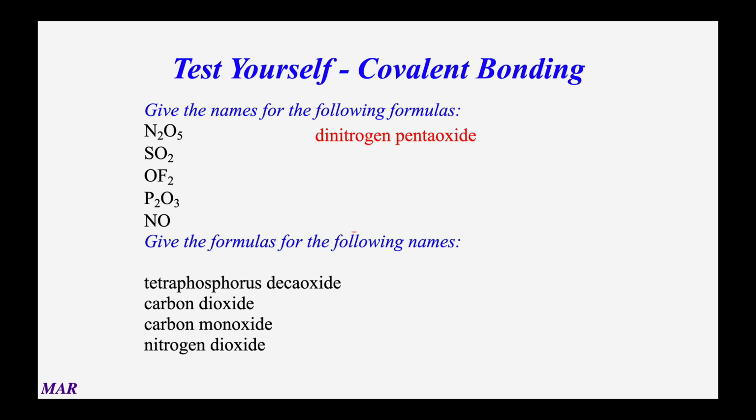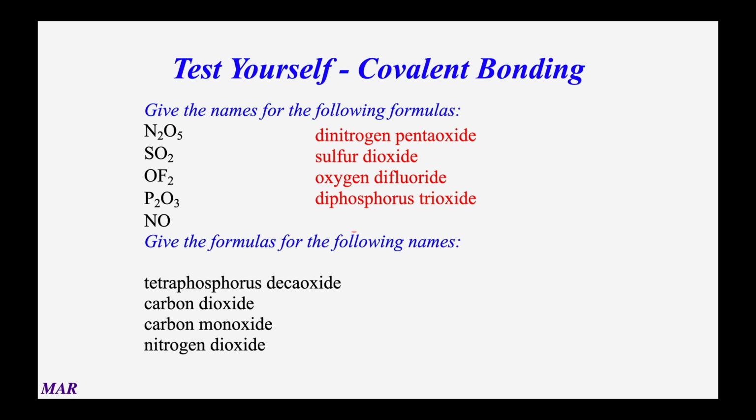The next one, sulfur dioxide, 1 sulfur, 2 oxygens, not too bad. The next one, oxygen difluoride. Notice that oxygen here is not oxide because it is more metallic than fluorine. Fluorine is, we'll see, the only one that can trump oxygen here. The next one, diphosphorus trioxide. Again, we're putting a di in front of phosphorus here because there's more than one.